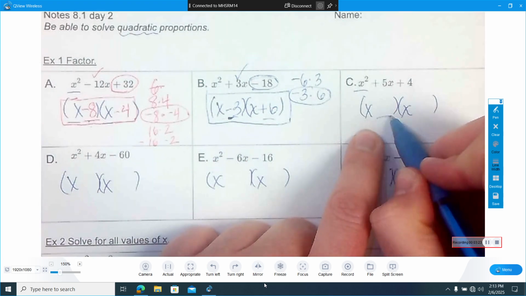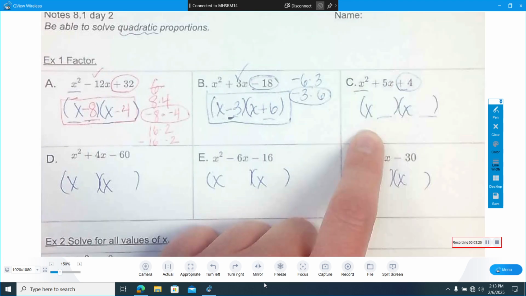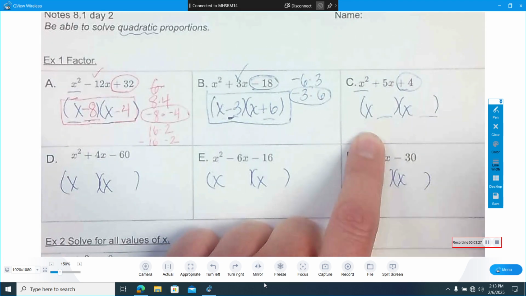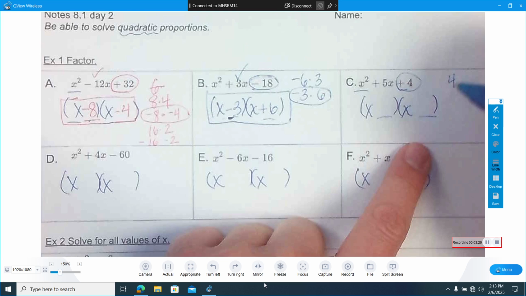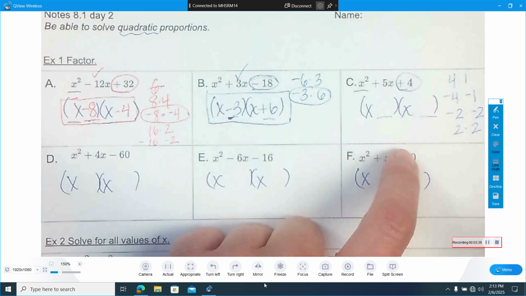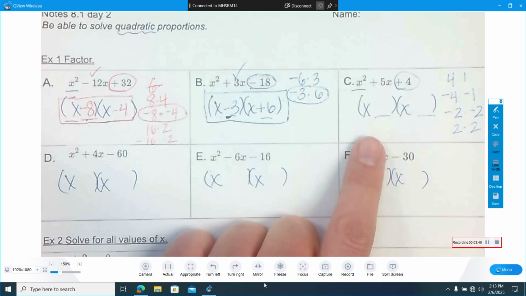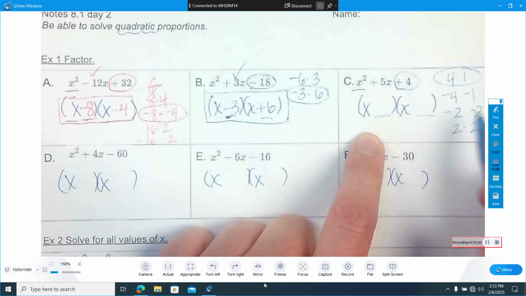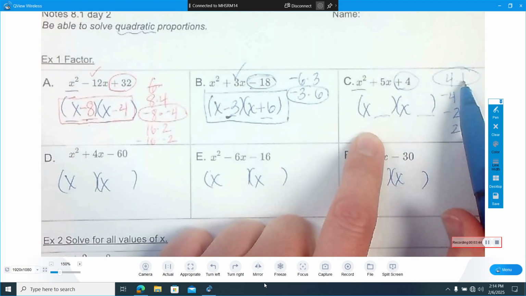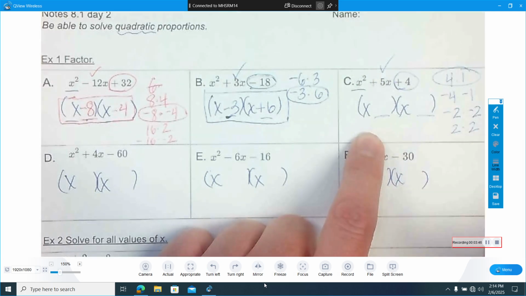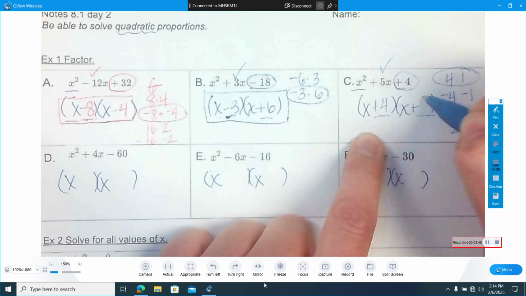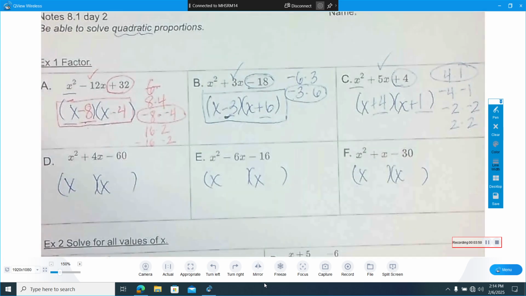In my bubbles, the last position times last position is the last term. What times what is positive 4? 4 times 1, or negative 4 times negative 1. Right. And also negative 2s. Lots of possibilities there. Which one do we want? The top one. Yes. We want to keep positive. Yep. Positive 4 and a positive 1 will give us that positive 5. So positive 4 and a positive 1. And done.